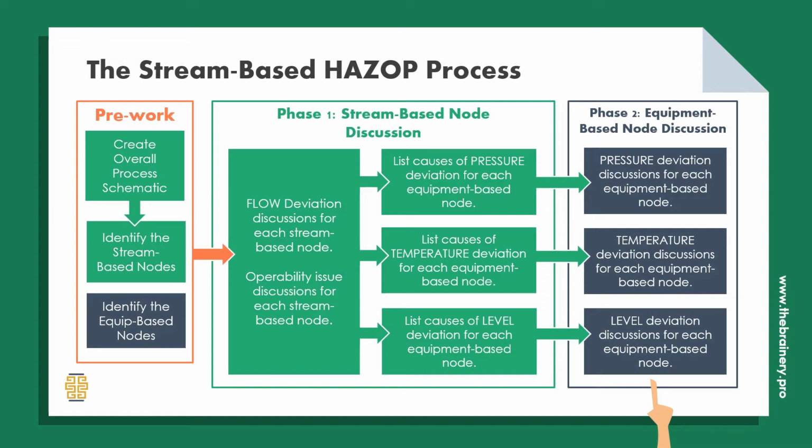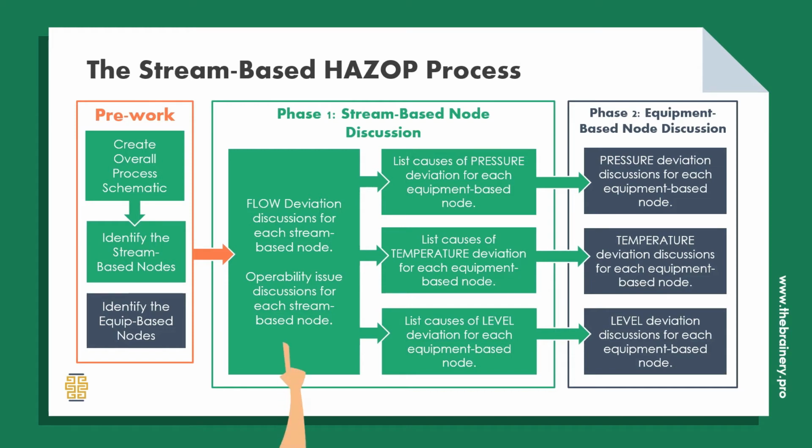In phase 2, we use the typical equipment-based nodes to perform the pressure deviation discussions, and the temperature deviation discussions, and the level deviation discussions. Phase 2 looks like a typical HAZOP, right? What's different is that phase 1 provides a very different starting point for the phase 2 discussions.